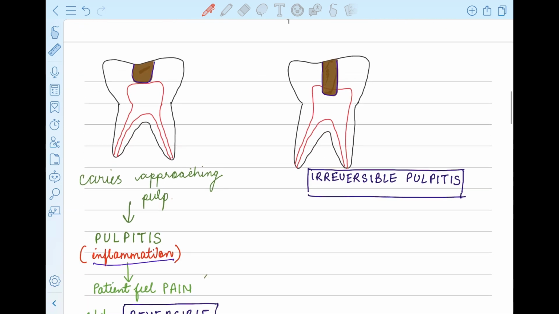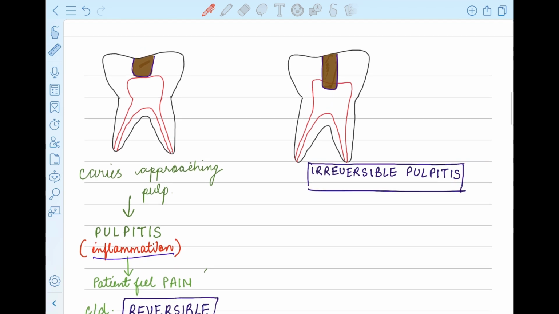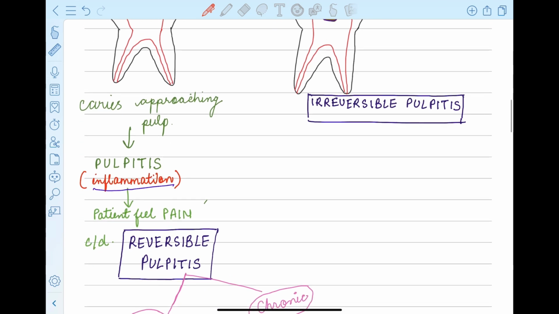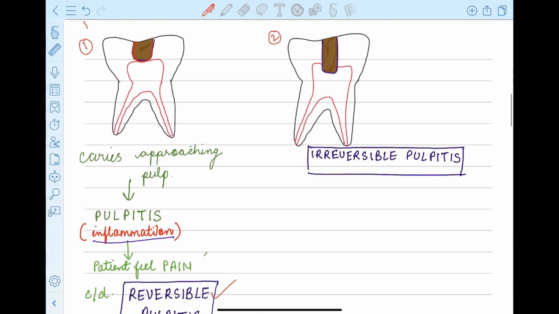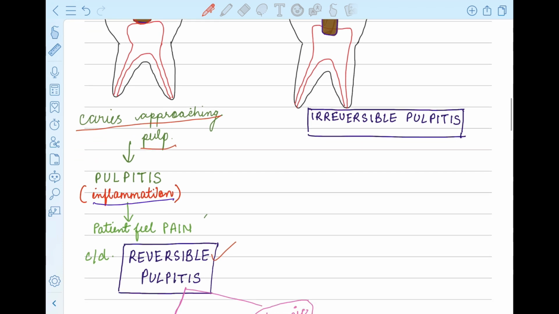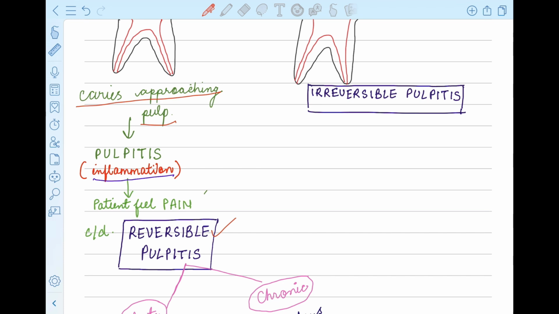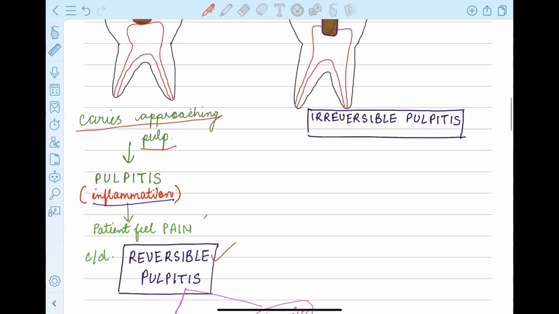Now let's understand what you mean by pulpitis as well as reversible pulpitis. Just look into figure number 1 and figure number 2. Here the caries is approaching the pulp. Means it has not reached the pulp, but it is approaching the pulp. So in this case, it is called reversible pulpitis. And what do you understand by the word pulpitis? It means inflammation. So in case of reversible pulpitis, the patient will feel pain. Obviously, in case of irreversible pulpitis also the patient will feel pain.